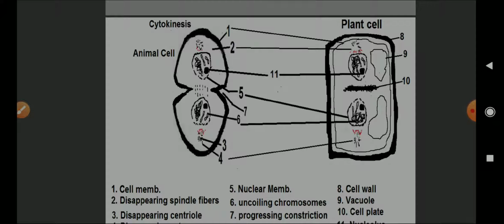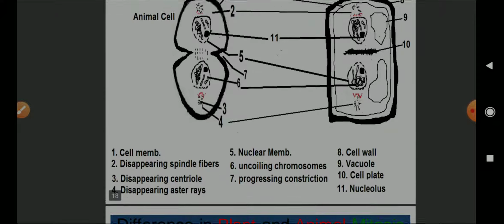You have to see that the spindle fibers are disappearing, nucleolus and nuclear membrane are formed, cell organelles start forming, and spindle fibers and interzonal fibers are disappearing. So these are the things. In the plant cell, you have to observe vacuoles, and you have to see the formation of cell plate. That means cytokinesis is taking place. In plant cell cytokinesis, the cell plate formation will be a little bit progressive. So this is how you identify.